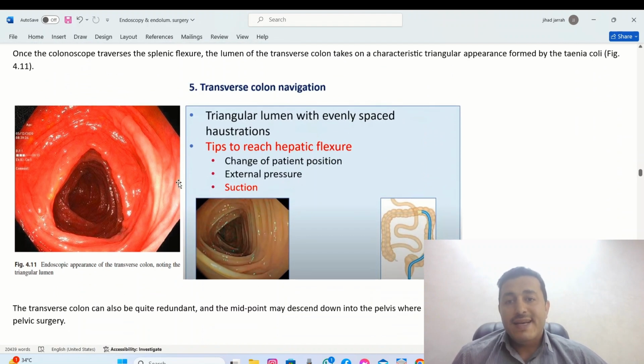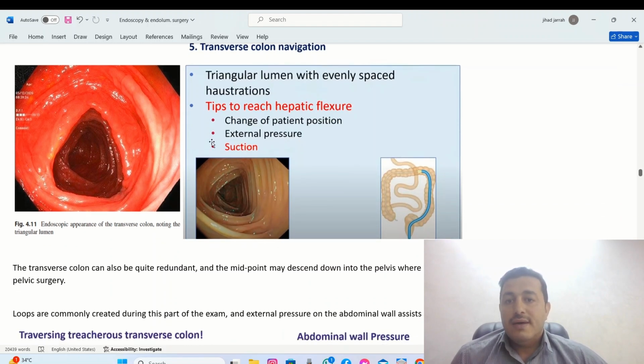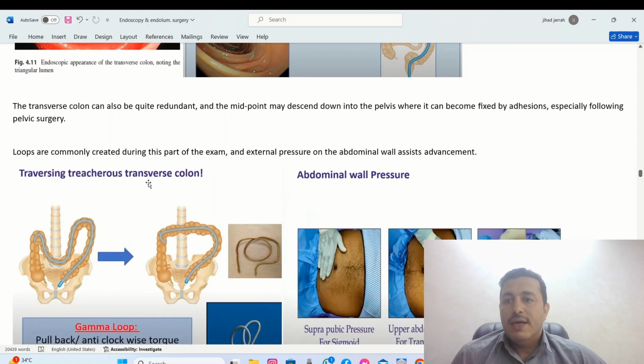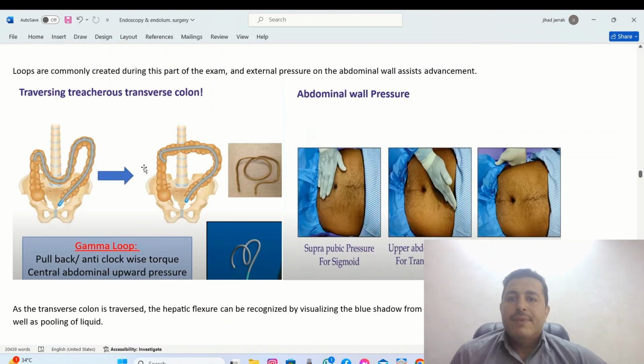Transverse colon: the classic shape of the transverse colon is the triangular shape. So triangular lumen and haustration, and it is completed by reaching the hepatic flexure. We can use adjuncts to travel through the transverse colon, such as changing the position, external pressure, and suctioning of fluid.